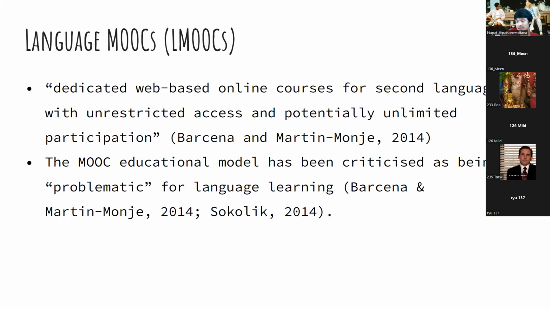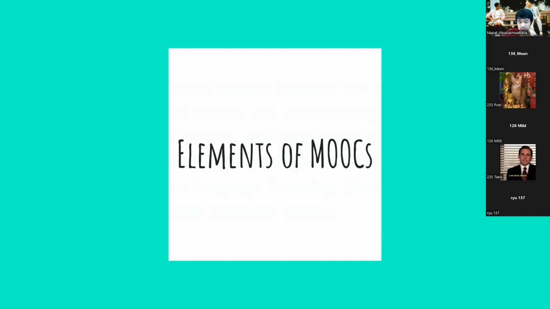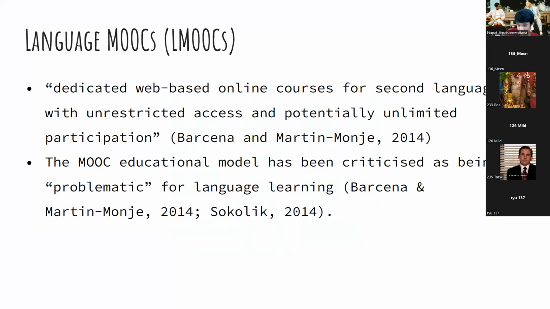They use the word languages here because it's not just English. There are so many other languages available for people to learn in the MOOC. We have Japanese, Arabic, Spanish, and I think we have Thai on MOOC as well, and so many other languages, right? However, the MOOC educational model has been criticized for being problematic for language learning. We will talk about that later today, why MOOCs are problematic for language learning. Okay, to this point, do you have any questions?